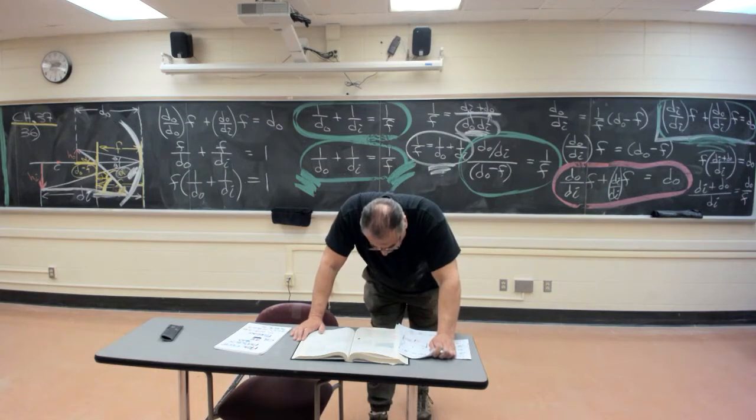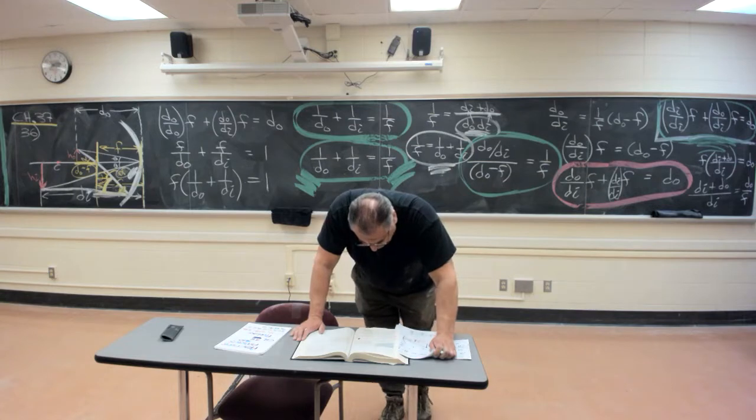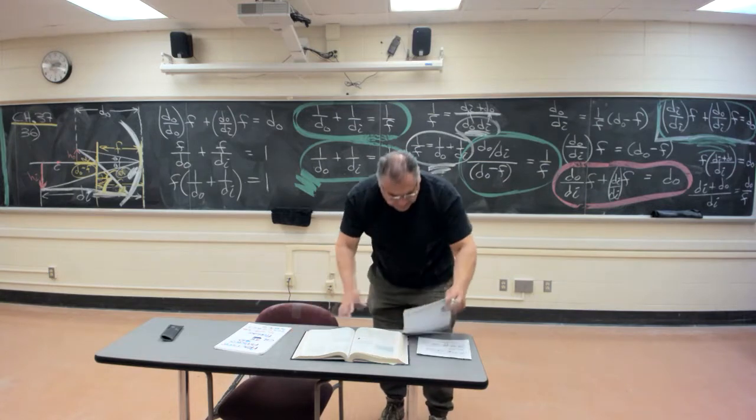What is, A, B, C, D? A, what is the location of the image? B, what is the magnification of the image? C, is the image upright or inverted? D, what is the height of the image? Okay, that's a whole bunch of stuff. So let's take a look at it.